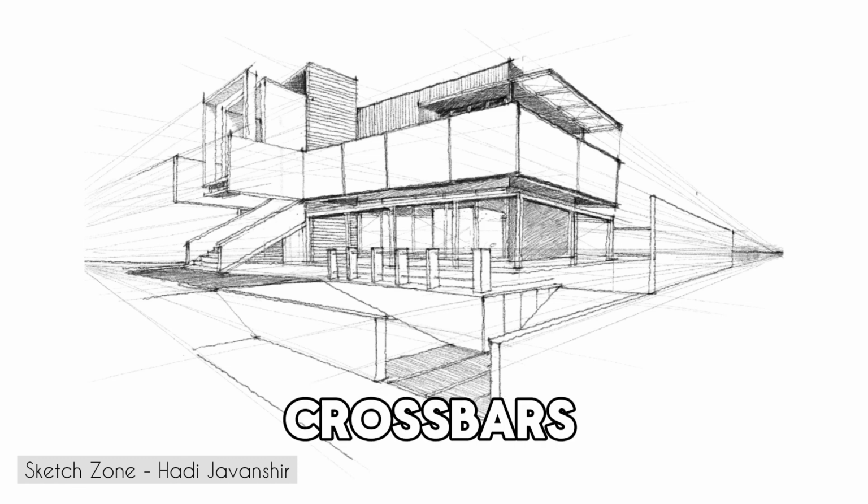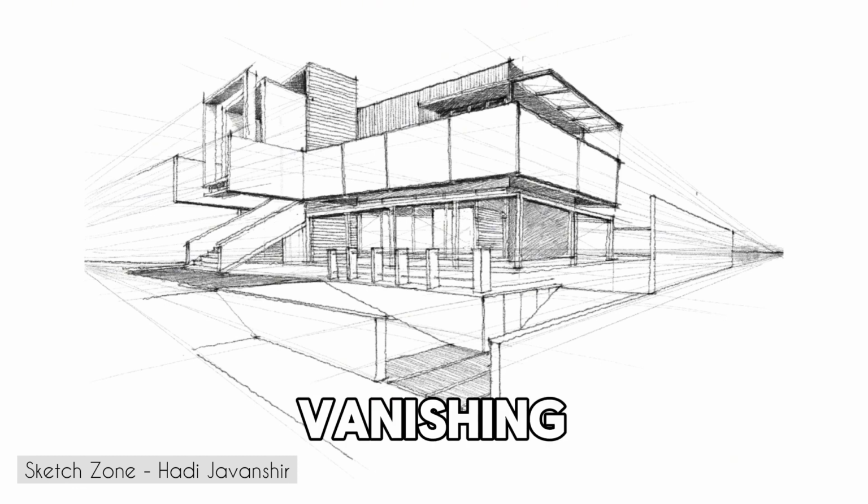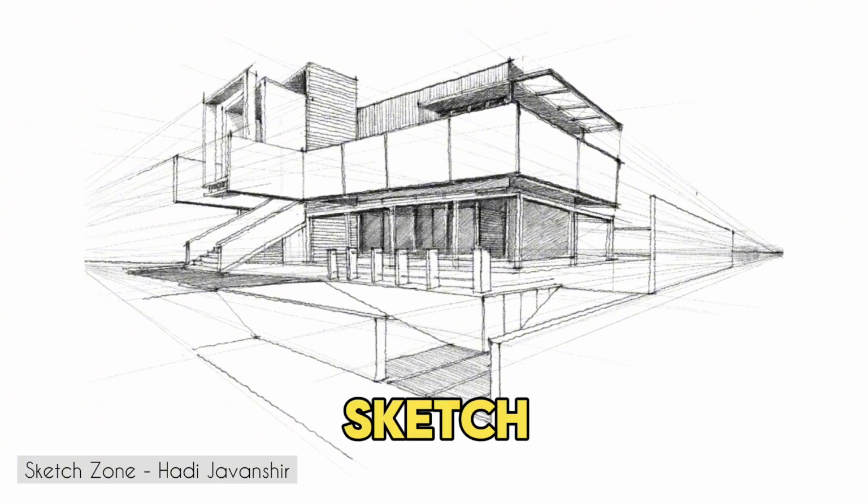We can also draw some crossbars on the windows to create some texture. The windows and doors should be smaller and closer to the vanishing points as they go farther away from the viewer. This creates a sense of depth and distance in the sketch.